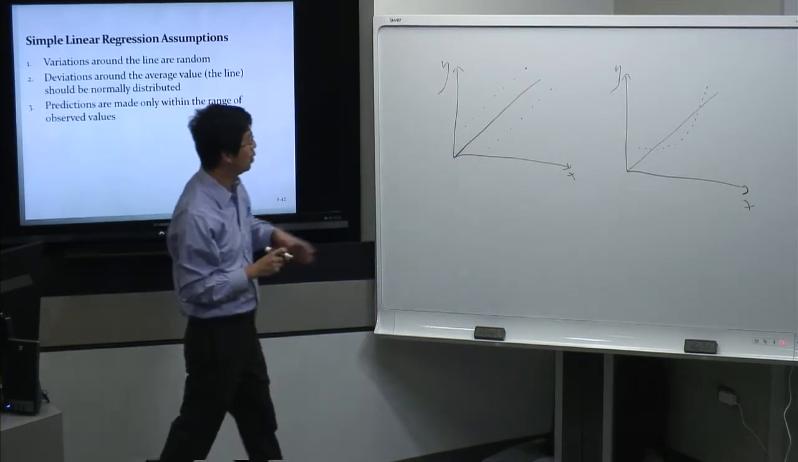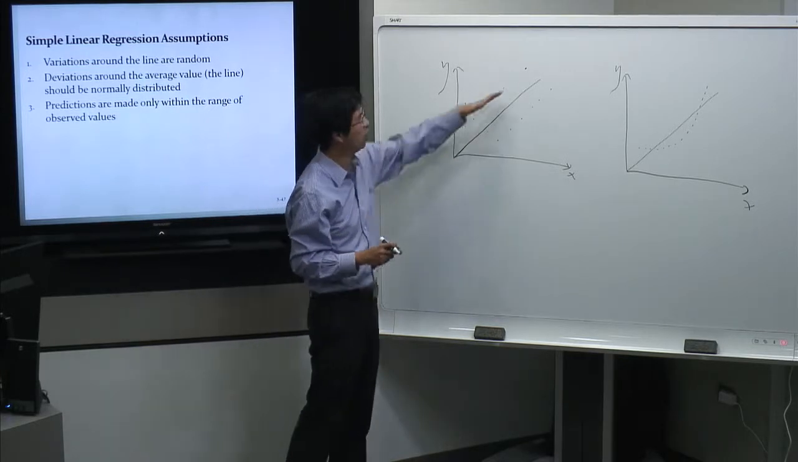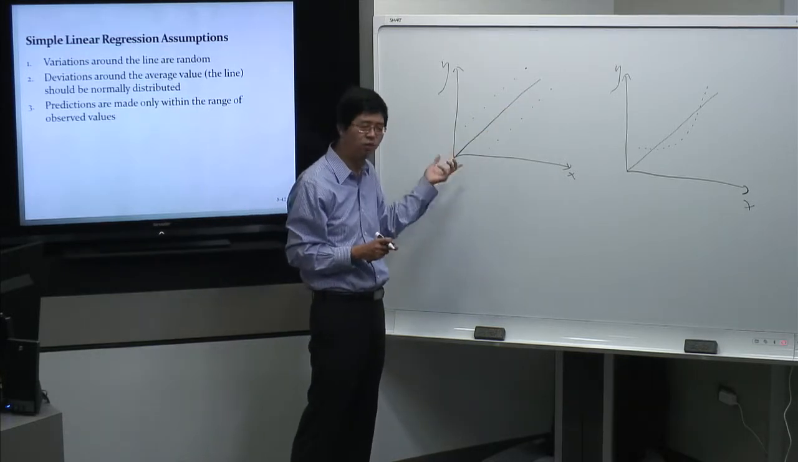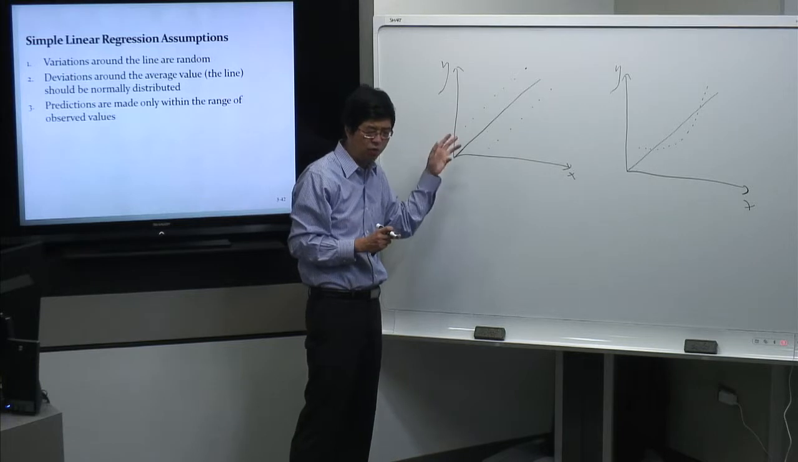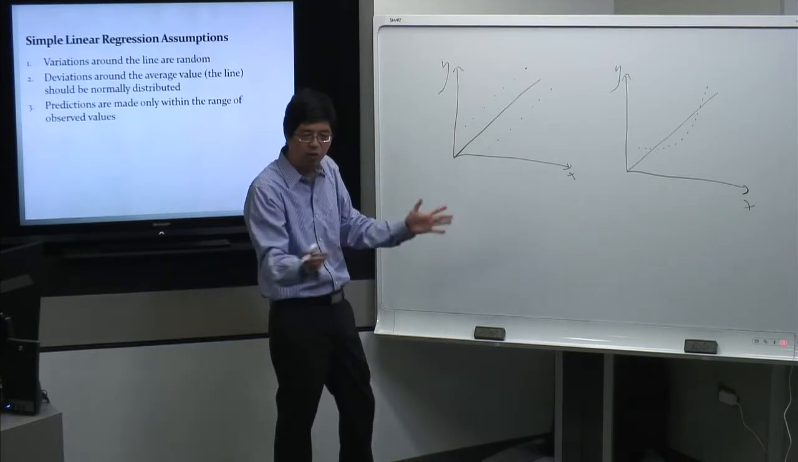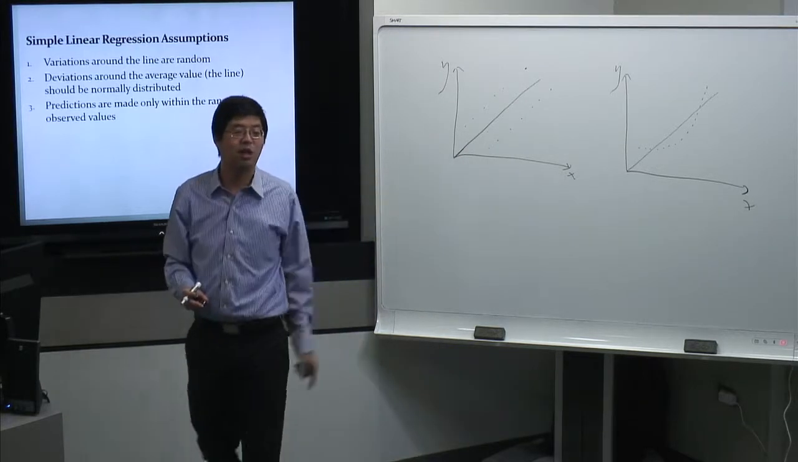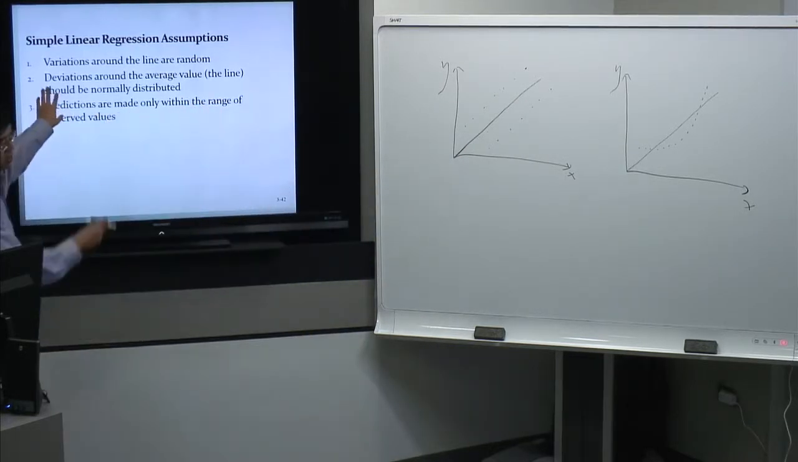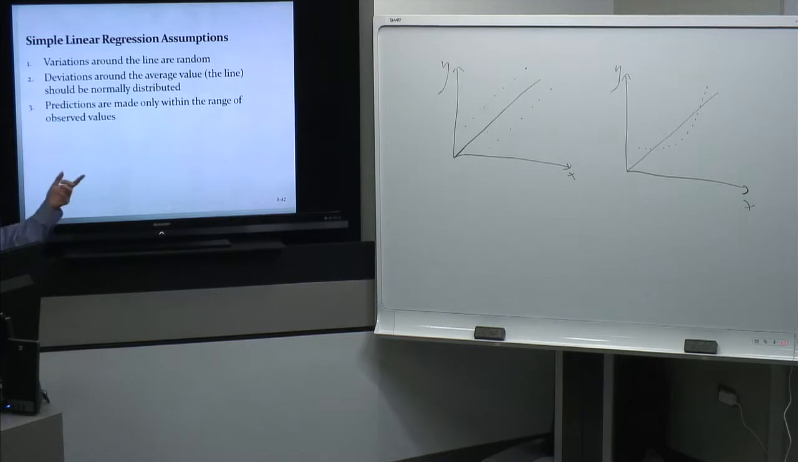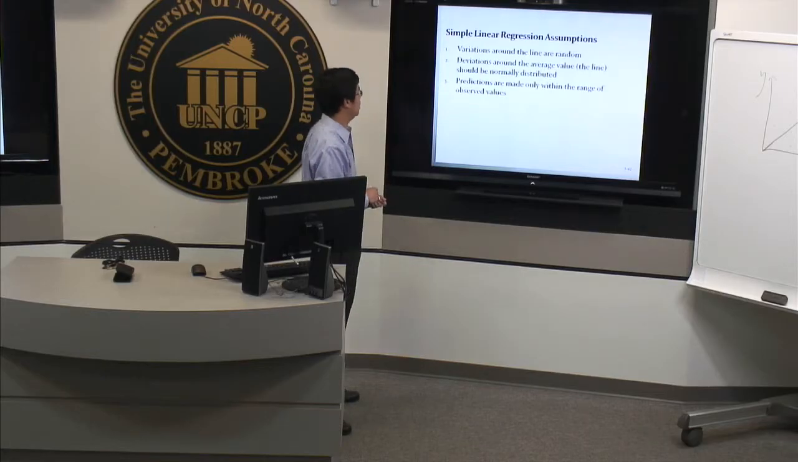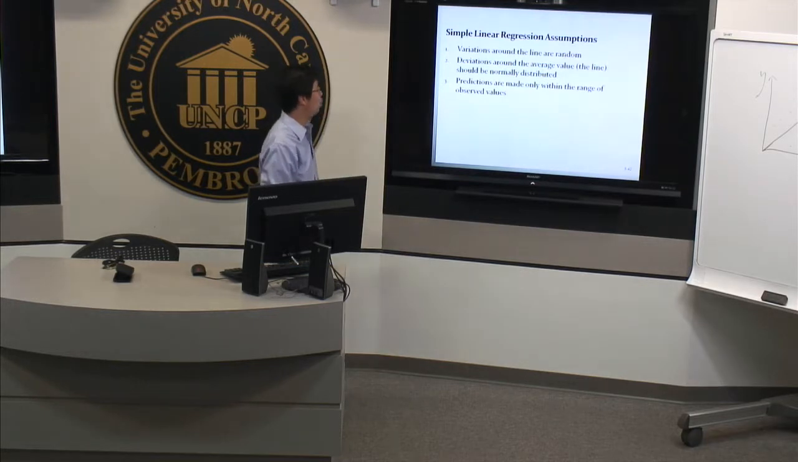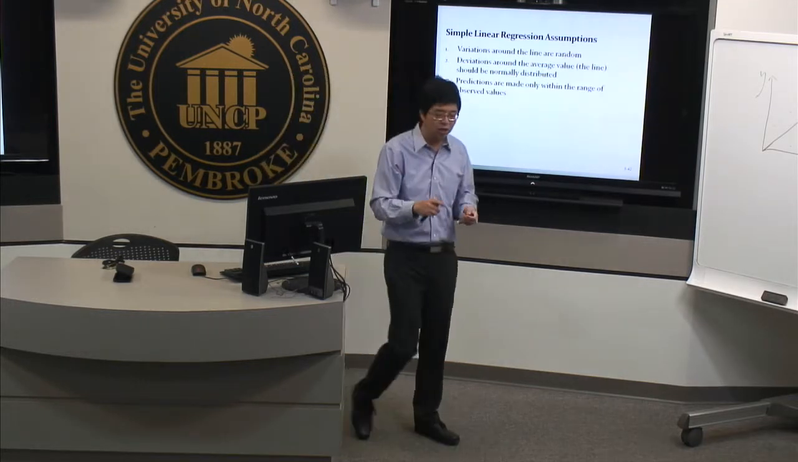In fact, if the observations are like this, we probably need two lines to fit the data and find out why they're different. We have to first divide the observations into two groups and fit each if you see something like that. But you know that this doesn't satisfy assumption 2, so it should raise your concern. The last assumption is that the predictions are made only within the range of observed values. That is pretty easy to understand.